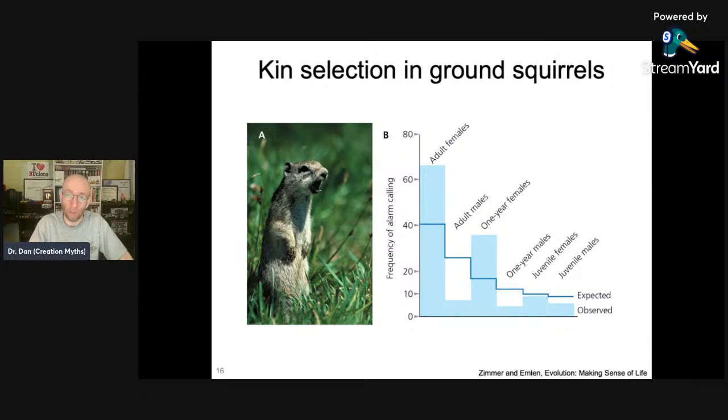What we actually find are the light blue bars. We find the juveniles, they don't make many alarm calls. But you know who makes even fewer alarm calls? The 1 year males and the adult males. But who makes all the alarm calls? The 1 year and adult females. Because who is related to everybody in those populations? The adult females and 1 year females.